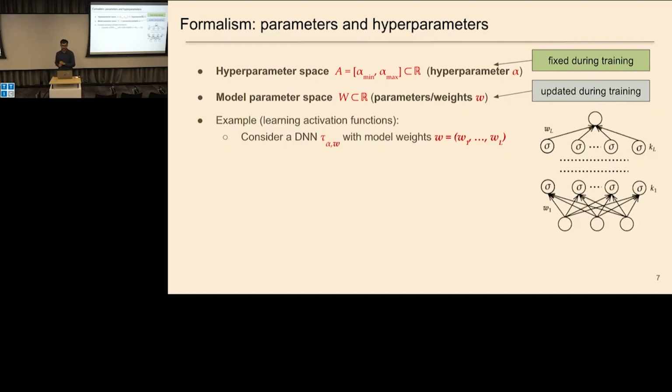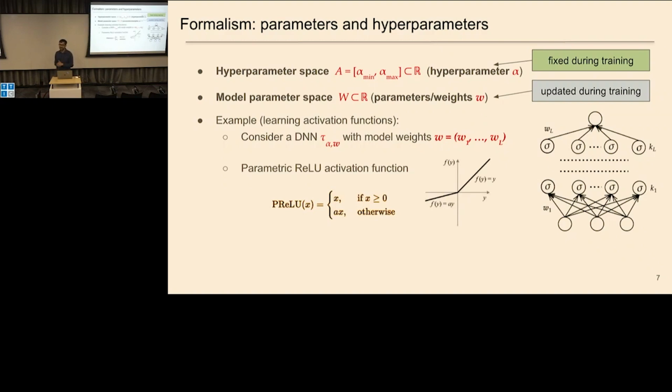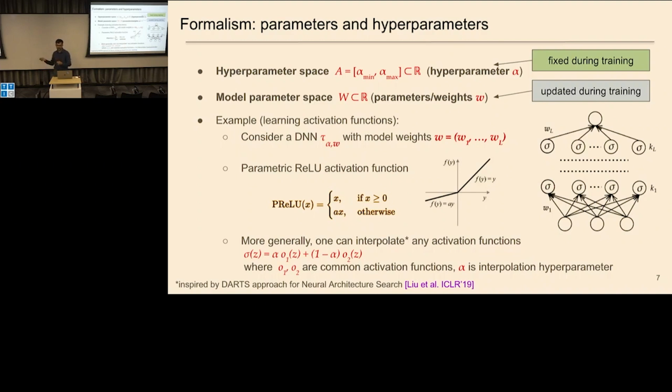As a concrete example, you have this deep network with L layers. You have these model weights, which are the parameters. And so what are the hyperparameters? Some examples of hyperparameters: there is the parametric ReLU function, which is a very simple example. Instead of using the vanilla ReLU function, you could have a family of activation functions you could choose from. That's an architecture aspect of designing your neural network. So how do you set this parameter A in your parametric ReLU function? More generally, you can also interpolate any pair of activation functions using some interpolation parameter. How do you set this interpolation parameter? These are examples that we'll be able to address. There are more, but these are concrete examples of hyperparameters that we can tune using our results.